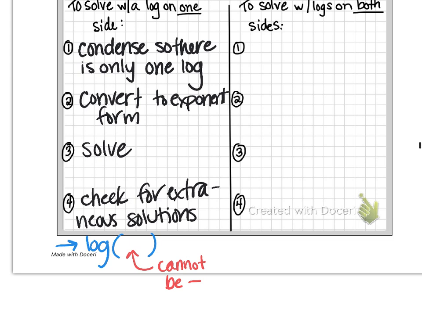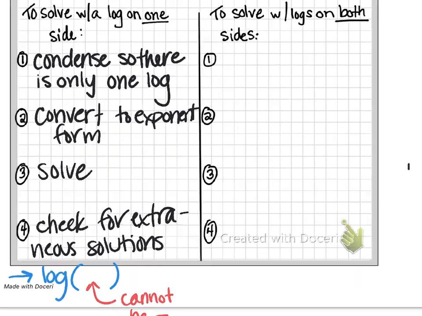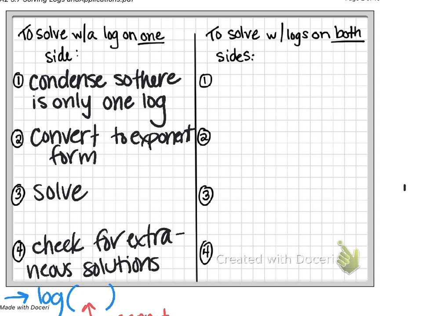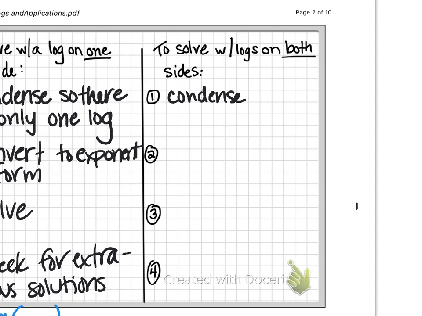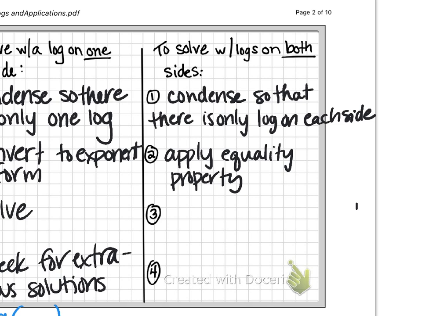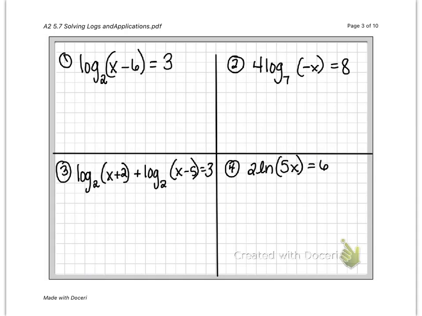Okay? So that's with logs on one side. If you have logs on both sides, then what we want to do is condense. So condense one log on each side, apply the property of equality, so set the arguments equal to each other. Solve. And then we'll say no extraneous solutions, because there are not more than one log. So we already have the log by itself on one side.